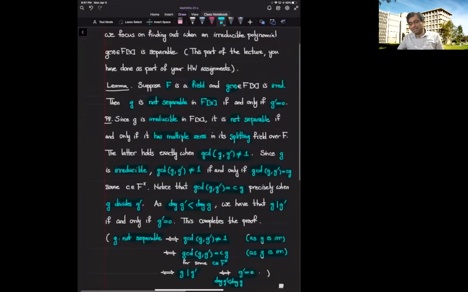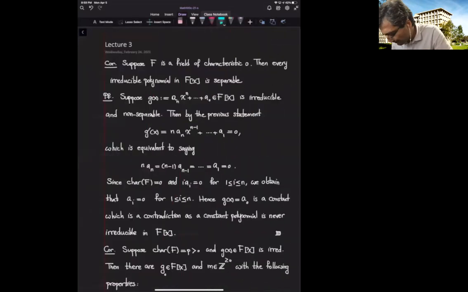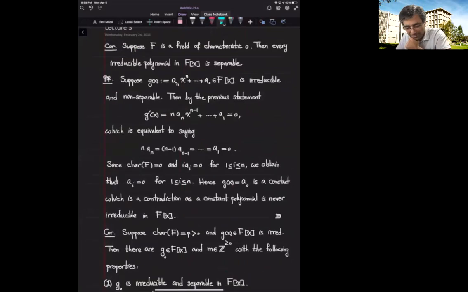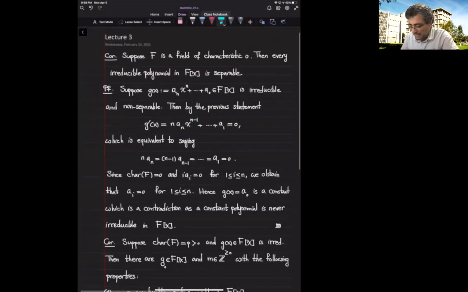So altogether, what we are getting is this. An irreducible polynomial in F[x] is not separable if and only if G prime is 0, or it is separable if and only if G prime is not 0. So we have an algorithmic way of understanding whether or not a polynomial is separable. Okay, so now let's see an immediate corollary of this statement. An immediate corollary is that whenever I give you a field of characteristic 0, then every irreducible polynomial is separable.